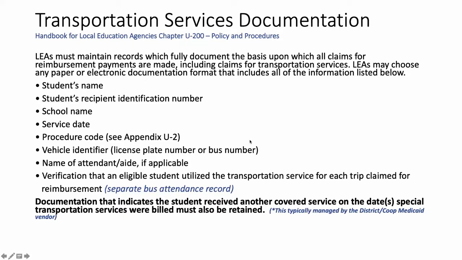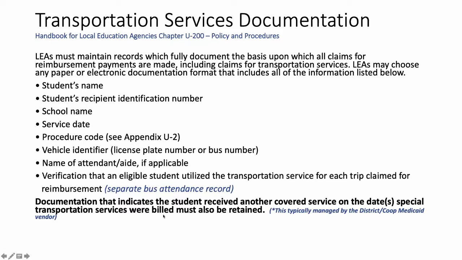If we specifically look at transportation service documentation, again, it lists the LEA's requirement to keep all of this information on record. But the one I want to stress and point out is this bullet point, which lists the verification that an eligible student utilized the transportation service for each trip claimed for reimbursement. And this is the one that triggers that separate bus attendance record. Regular school attendance will not suffice to meet that. It has to be documented that the student rode in the morning to school and rode in the afternoon. So you have to have that AM, PM, and it has to specifically be related to the student riding the bus.